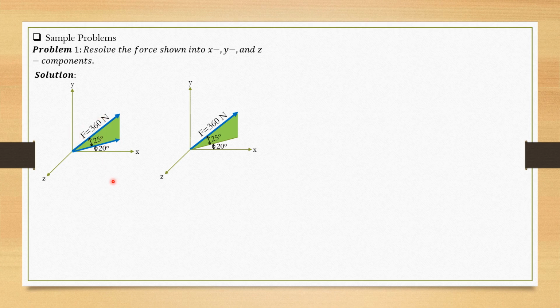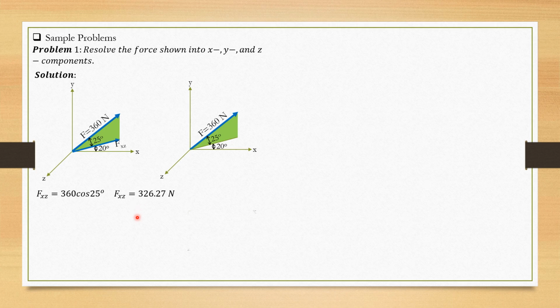So cosine 65. Although the y component can also be written as 360 because it is opposite of 25 degrees. So it is hypotenuse 360 sine of 25, or 360 cosine of 65 degrees. But first, let's solve for Fxz. So Fxz, in this right triangle, is equal to hypotenuse cosine of 25. It is adjacent to 25 degrees. So 360 cosine of 25 degrees, Fxz is equal to 326.27 newtons.